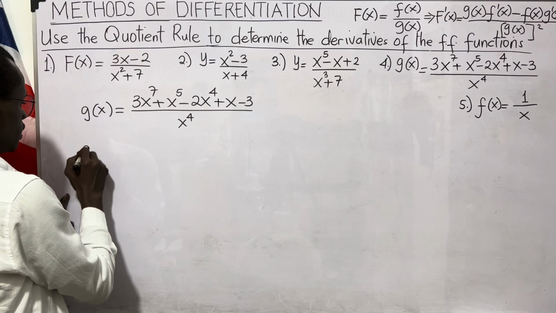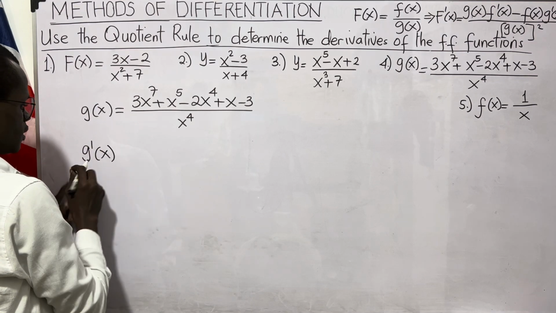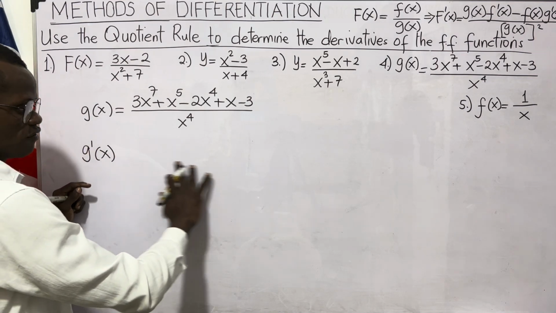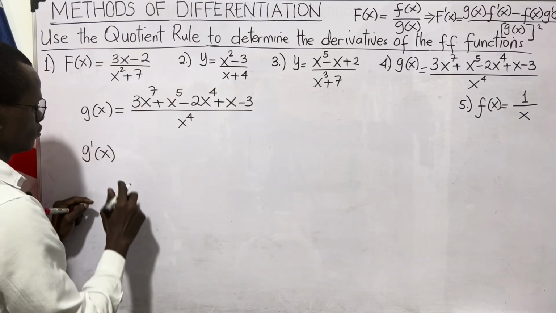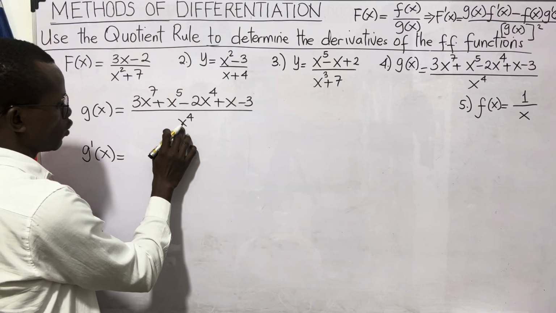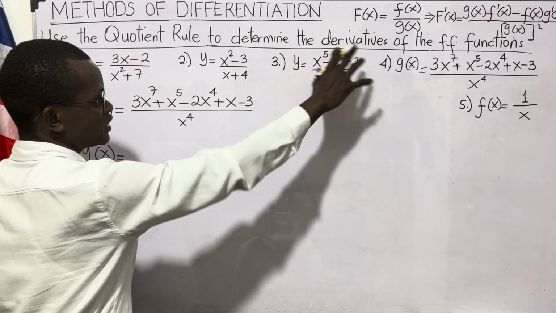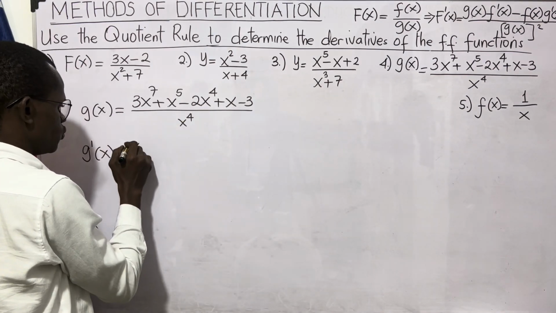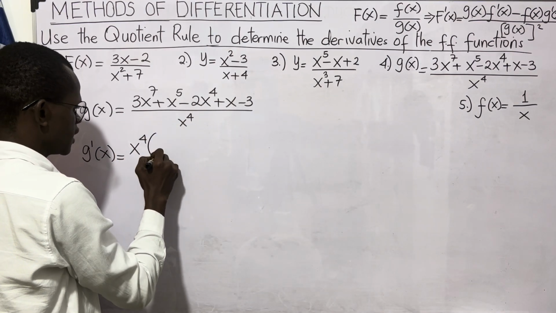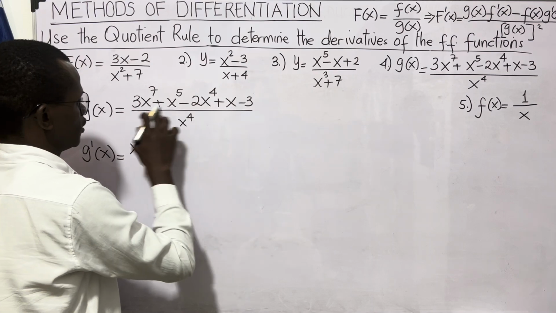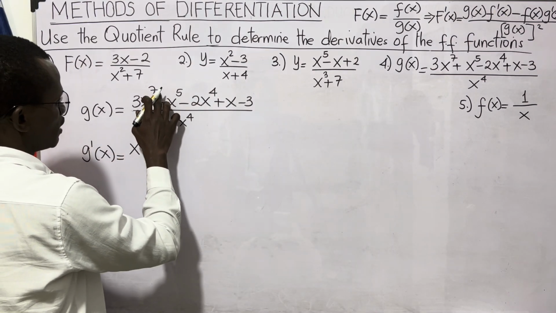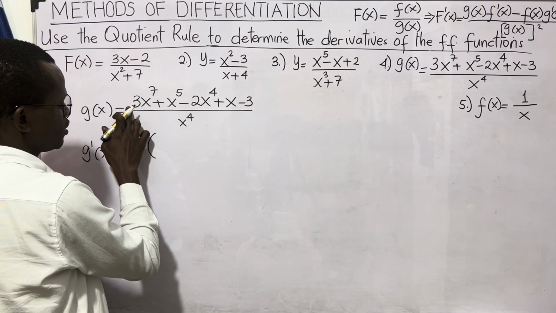So again, g prime of x, this indicates that we are about to differentiate. So we hold the denominator. The rule says the denominator, you should rewrite it without differentiating, and differentiate the numerator. So what is it? 3x to the 7th power. 7 times 3 is 21.